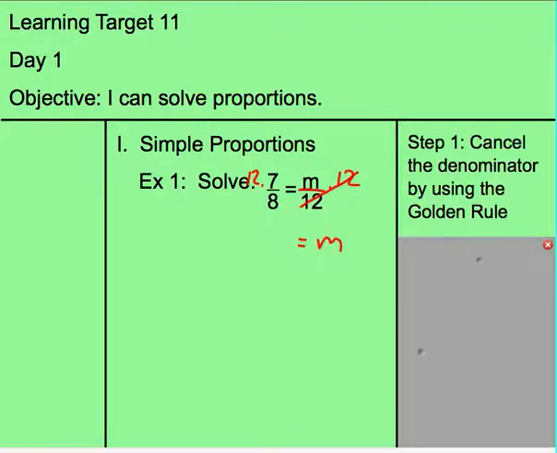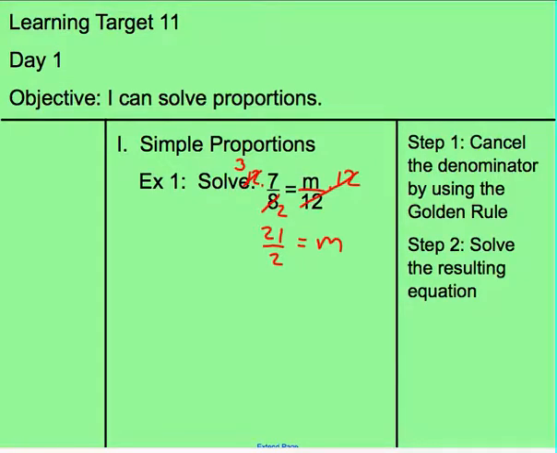On the left-hand side, I'm going to simplify before I multiply. Because I don't want to do 12 times 7, I may not have that memorized, but I do know that 4 goes into 12 and 8. So I'm going to divide 12 by 4, I'm going to divide 8 by 4, and 3 times 7 is a little bit easier, smaller numbers. I get 21/2.